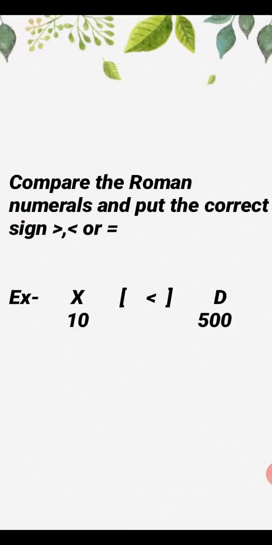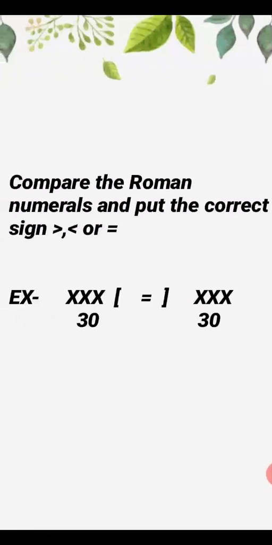Now we'll see the next one here. XXX is denoted by 30. So both values will be 30. So the equals to sign, because on both sides the numbers and Roman numbers are the same.